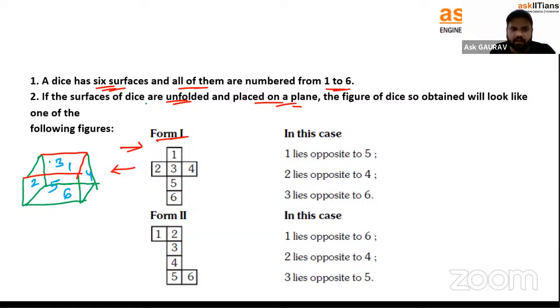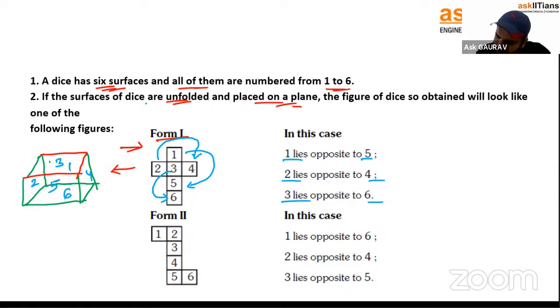Is that clear? If you can imagine, if you take 3 as your top one, then 2 and 4 will be on the adjacent sides, and 1 and 5 will be opposite ones, 2 and 4 will be opposite ones, and then finally 3 and 6 will be opposite ones. So 3 is opposite to 6, 2 is opposite to 4, 1 is opposite to 5. Is that clear?